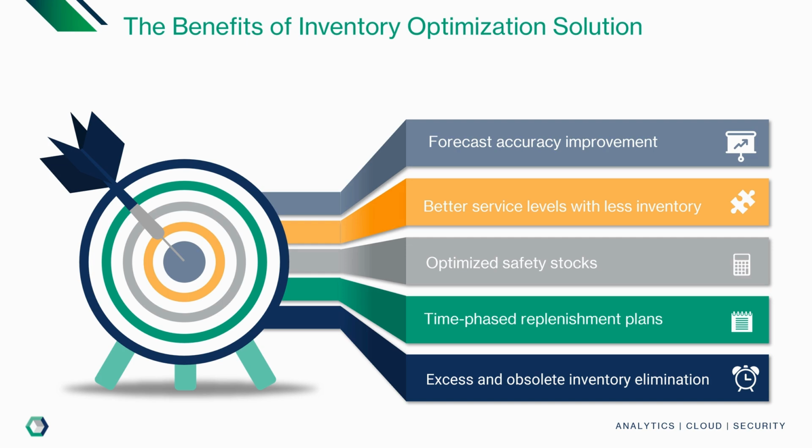Moreover, optimized safety stock levels are calculated at each stocking location, providing the right buffer to account for demand and supply variability. The other important point is the time-phased replenishment plans. These plans are created outlining when and how much inventory to flow through the network to meet demand at least cost. And finally, excess and obsolete inventory levels are minimized by aligning forecasted demand to stocked quantities.